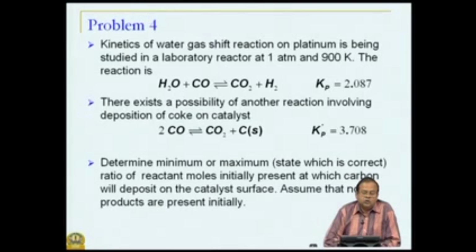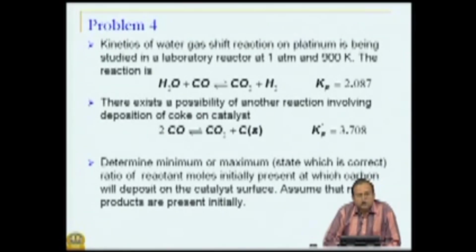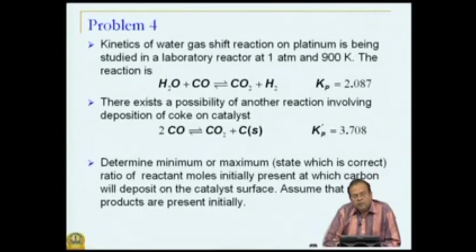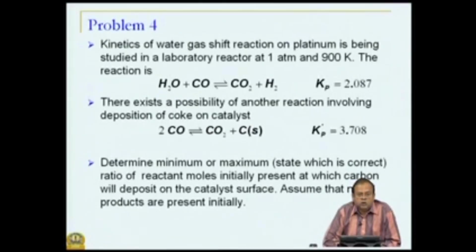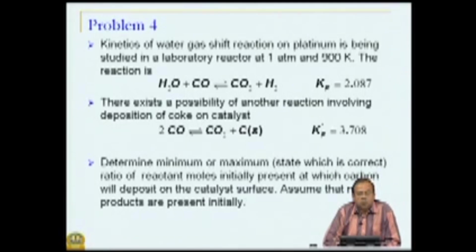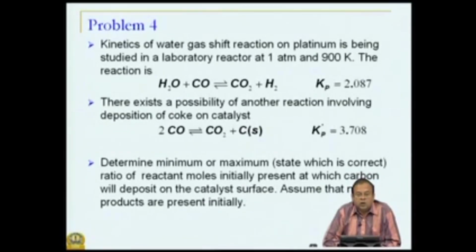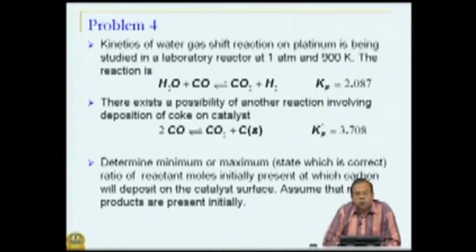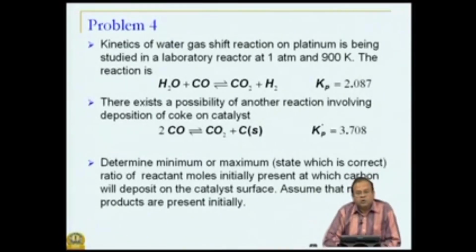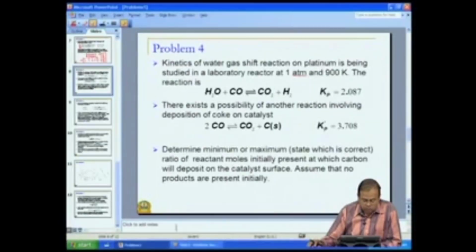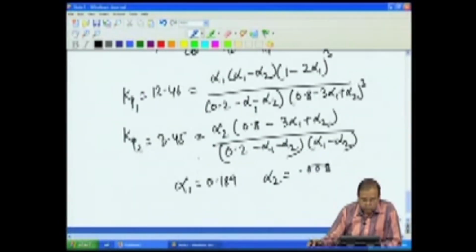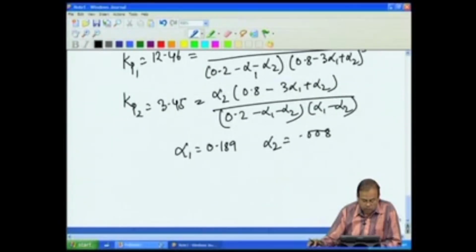What is the significance of this problem? The significance of this problem is that there is a possibility that carbon may get deposited onto the catalyst. So, we need to conduct these reactions, or ensure at the beginning itself, that no carbon gets deposited. So, how do we go about solving this particular problem?